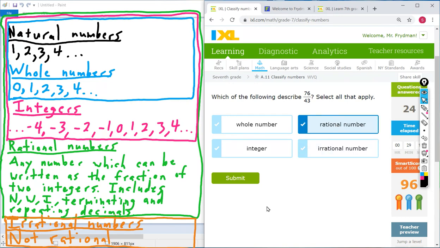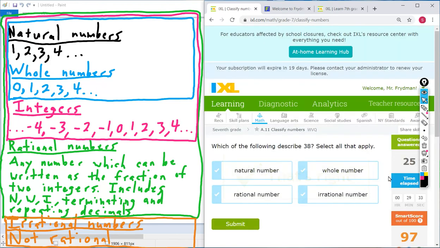So we're going to click on that, but we're not going to click on a whole number. We're not going to click on integer. And obviously, if something is a rational number, it's not irrational, because irrational just means not rational. So if something is rational, then it can't be not rational. So we're just going to click on rational, and we're going to click submit.